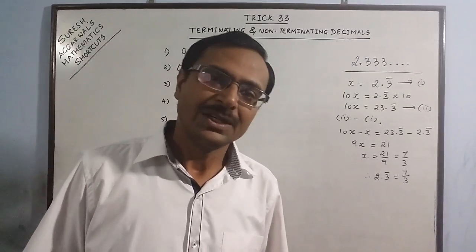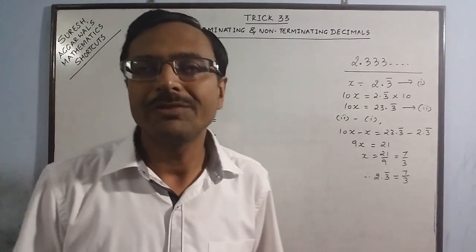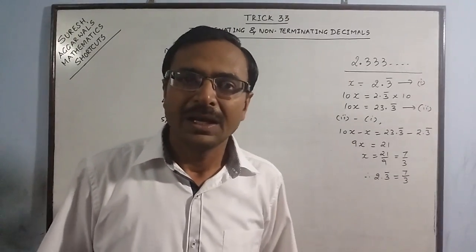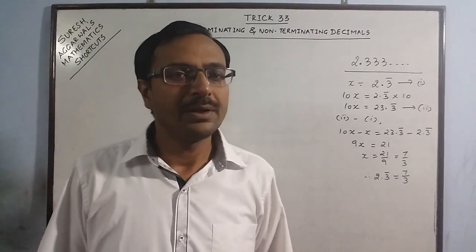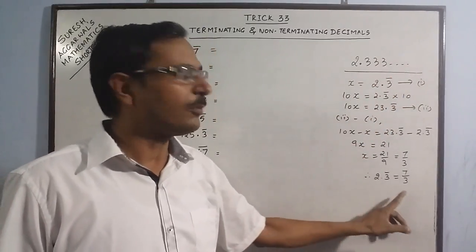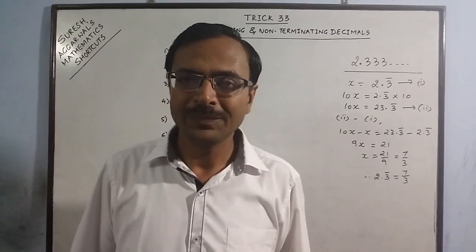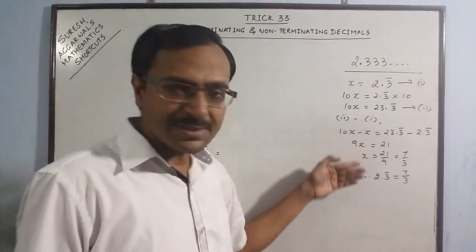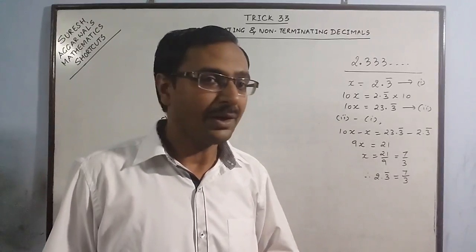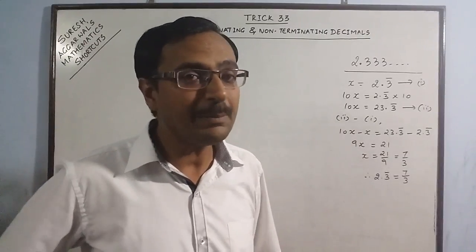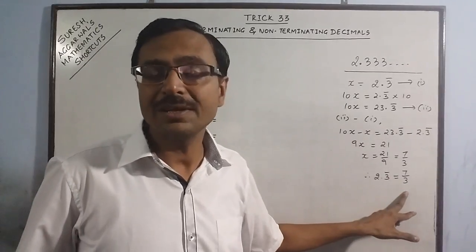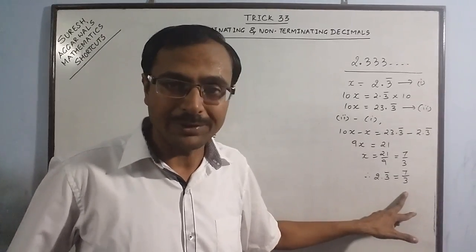Hello everyone. Today I am going to deal with one more very important concept of terminating and non-terminating decimals. When students are taught to represent a non-terminating decimal in the form of p by q, that is in rational form, they are taught the traditional method, but they do not get any method through which they can check whether this representation in the form of p by q is correct or not.